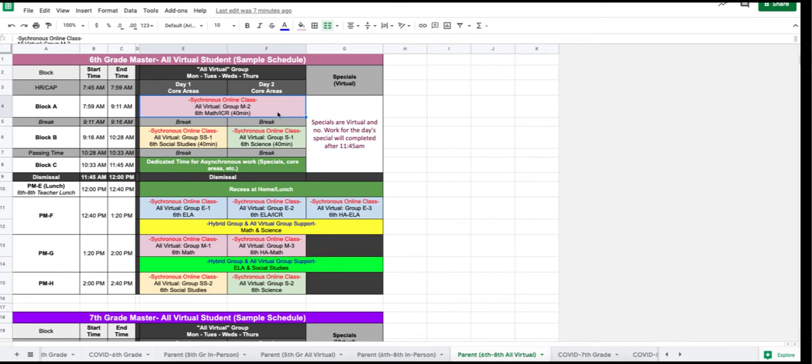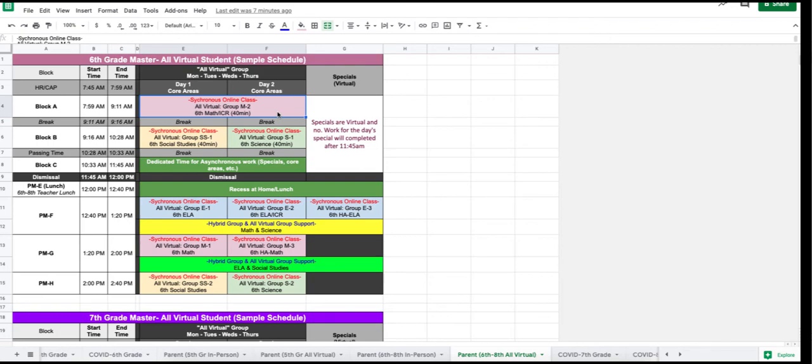An M1 class is just a regular class. It's not high ability. It's not the inclusion section. An M2 class would be the ICR section, that in-class resource section. So students might have an IEP but need that in-class resource teacher with them in that class. And then the M3 and E3 is dedicated to the high ability class.